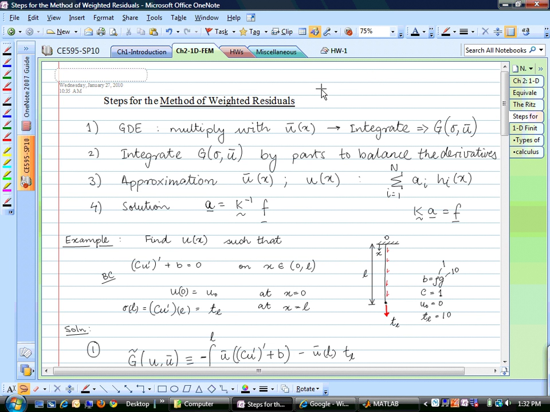Okay, so some of the steps that we said were going to be, whenever you are trying to solve any differential equation, take that differential equation, multiply it with some u bar function, and integrate it over the domain, let's say from 0 to L. The second step was to integrate this functional that you get by parts so that you can balance out the derivatives.